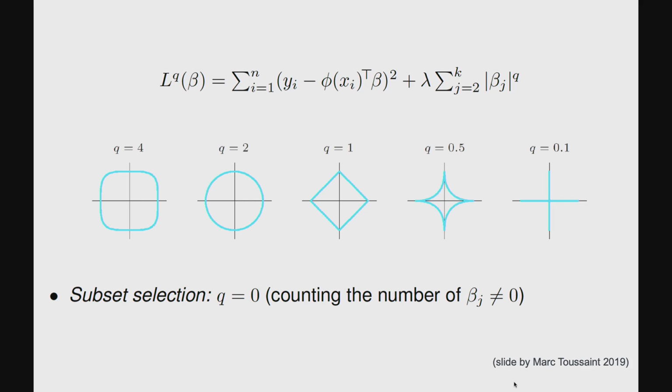You can also pick, of course, other methods. You can take any absolute value of beta j to the power q, and depending on what q you choose, you get different allowed areas. Let's say, for example, q equals 0.5, you get such an area. Now it's even more likely that you eliminate a particular feature. On the other hand, if you do q to the power 4, then it's very unlikely that you eliminate one. It's more likely that you almost equally balance parameters.